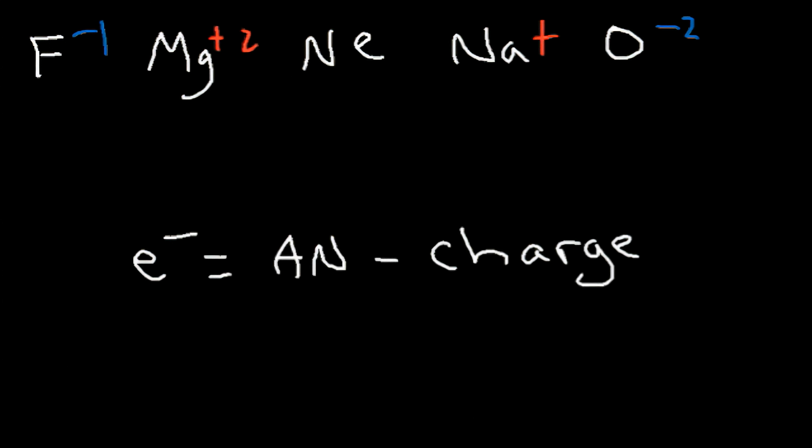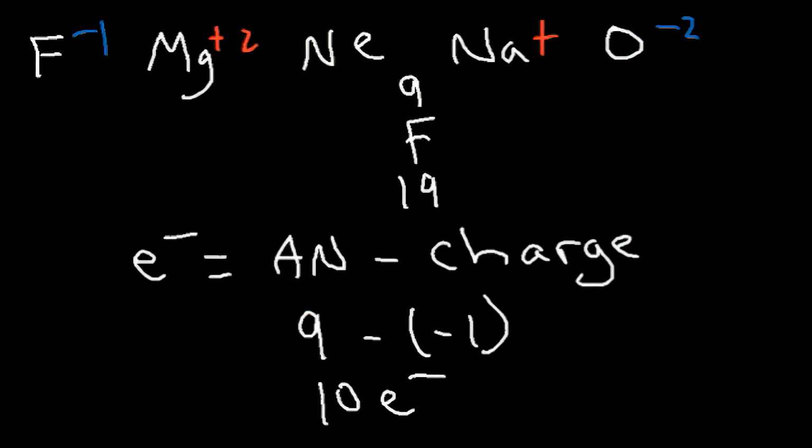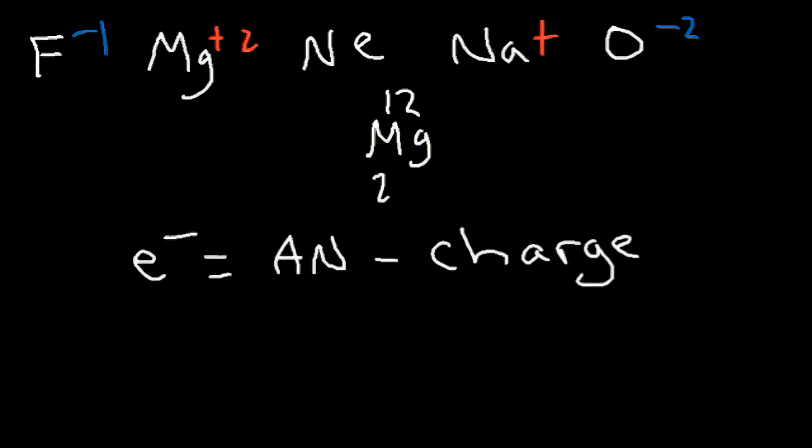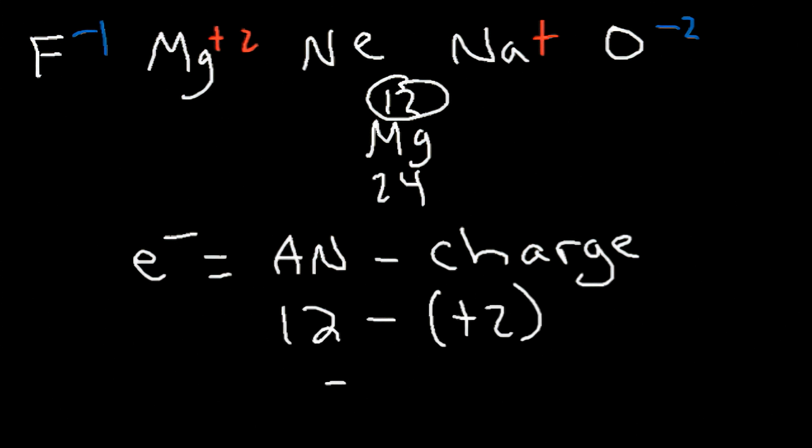So if we consider fluorine first, fluorine has an atomic number of 9 and a mass number of 19. So it's 9 minus -1. So fluorine has 10 electrons. Now what about magnesium? If you look at the periodic table, magnesium has an atomic number of 12 and a mass number of 24. The smaller of these two numbers is the atomic number. So for magnesium, it's going to be 12 minus a charge of +2, which is 10. So magnesium has 10 electrons.